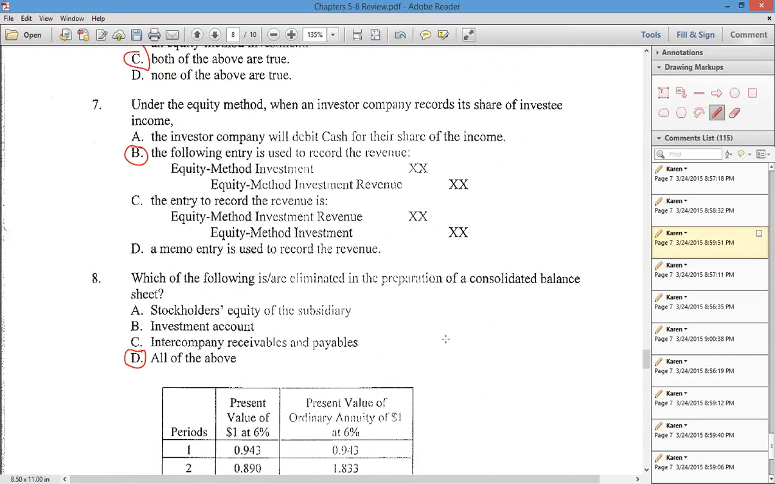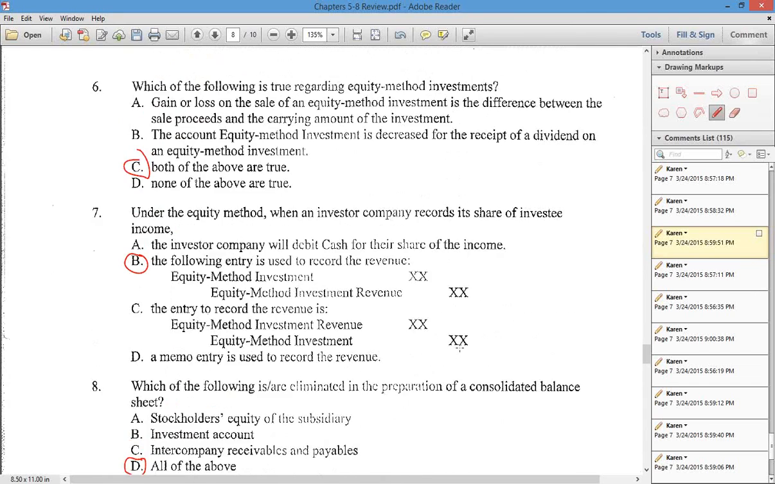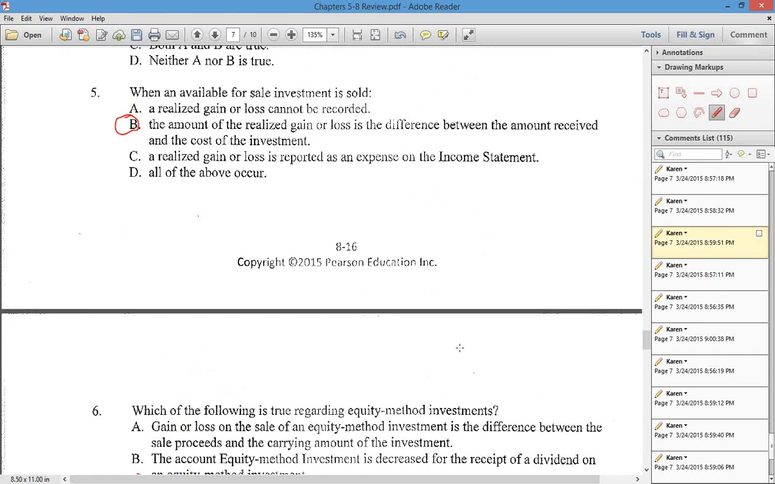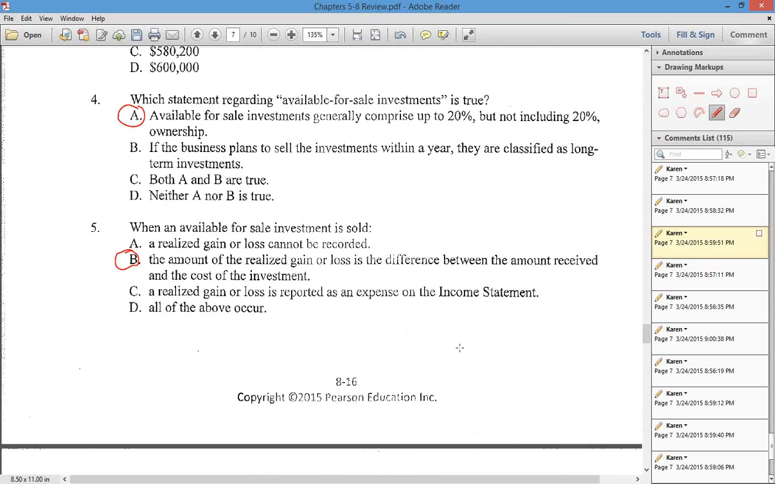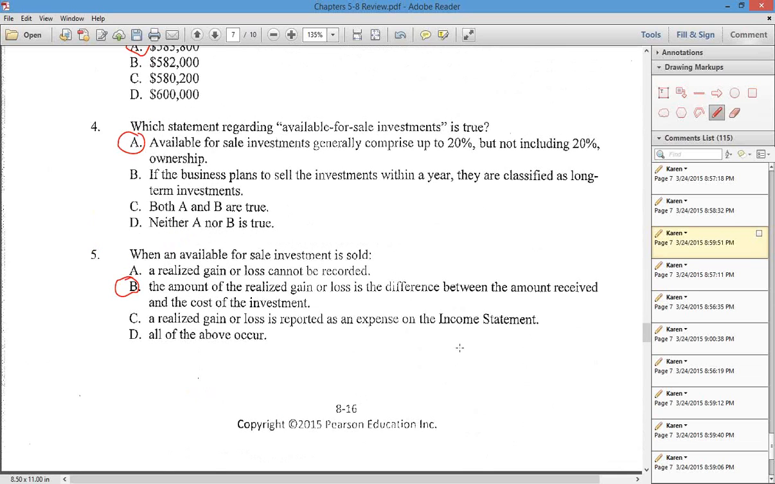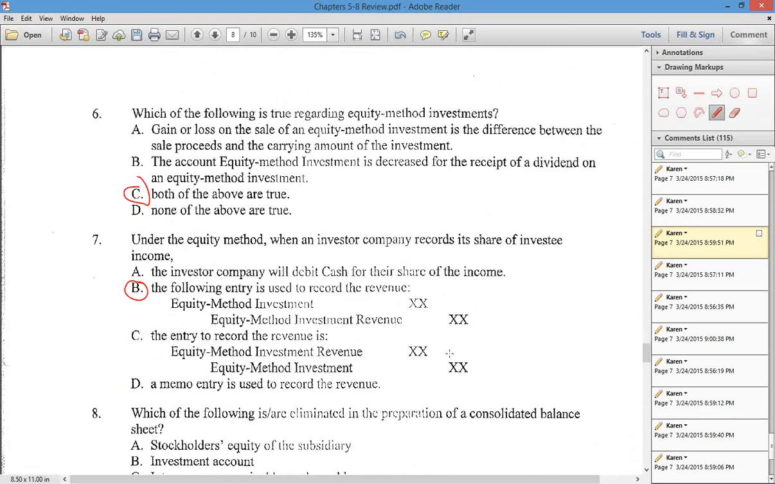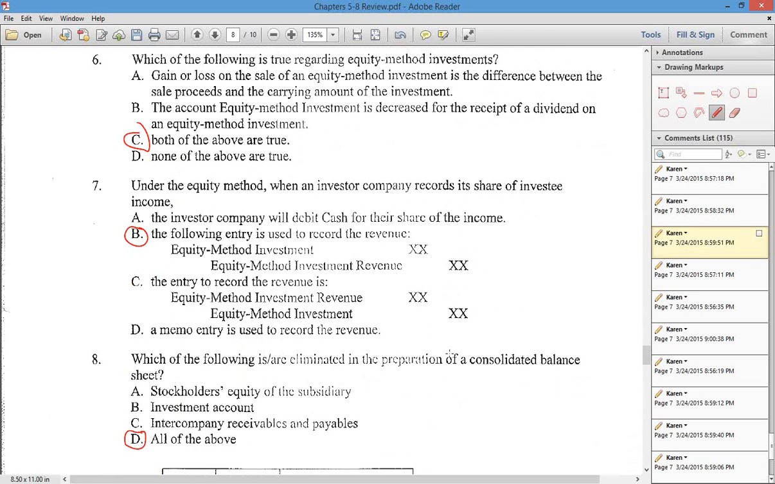And you can go back. Can I scroll up? How far up? Five was B. Six, 7, or 8. 6 is C. 7 is B. 8 is D. Okay.